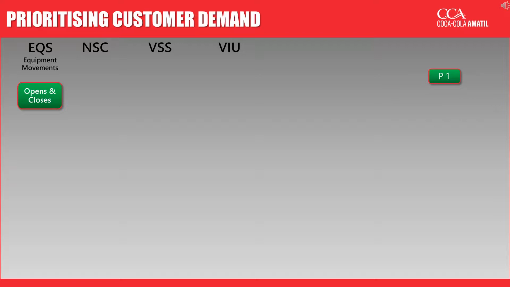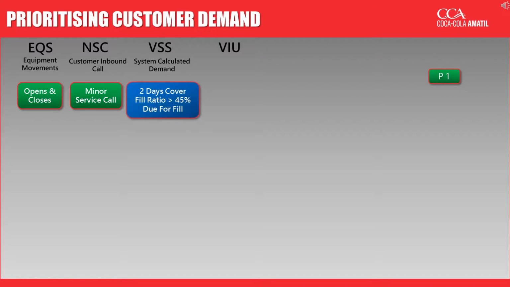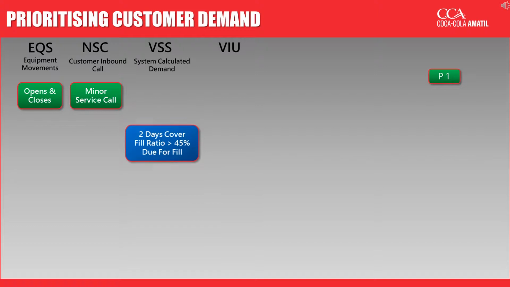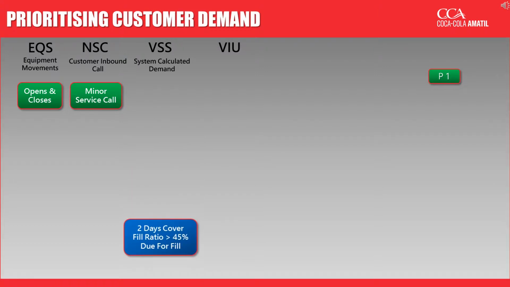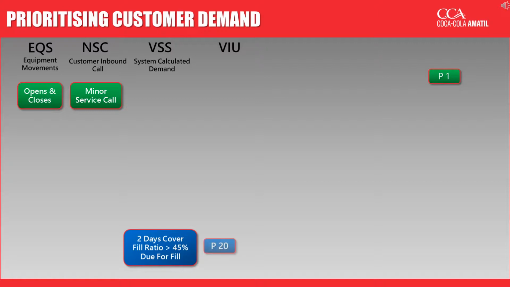affected. Inbound calls from the National Sales Centre for customer minor service issues or out of stocks, since the customer has taken the time to phone the issue through, these become our highest priority. Vending System Solutions creates demand by calculating which customers have 2 days cover before an out of stock occurs, or where a machine has a fill ratio greater than 45%, or if a machine hasn't been filled in more than 90 days, then it's deemed due for a fill. These outlets become a priority 20.